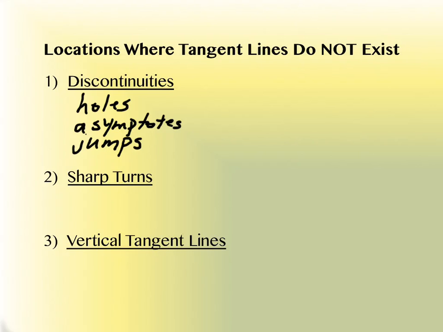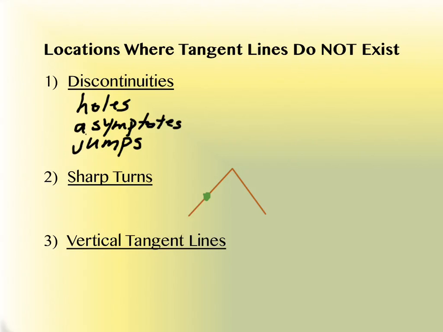So if the graph has a place where the graph jumps, or a point is left out with a hole, or it has an asymptote, you're not going to have a tangent line there. It's not going to be possible to draw it. Sharp turns is an interesting one. So a sharp turn would look something like this. If I were to draw a tangent line, this is an interesting one. Let's say I tried to draw a tangent line at this point right here. What would the tangent line actually look like?